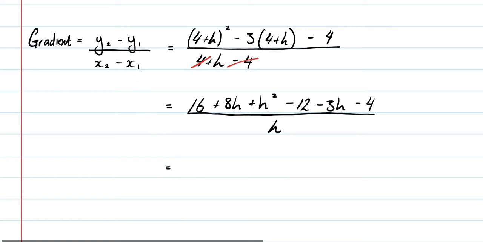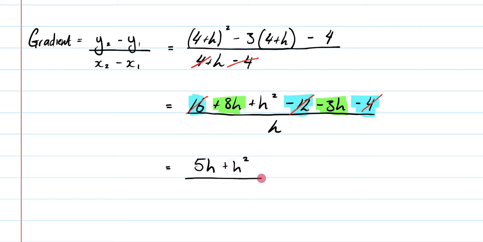Okay, then we're going to have to gather together some things. So I have 16, I have negative 12, and I have negative 4. Negative 12 minus 4 is negative 16, plus 16 is going to be 0. So all of these are just going to go away. And then I have plus 8h minus 3h. That's going to be 5h. So let me write 5h down here, and then I have plus h squared, and all of that is going to be over h.